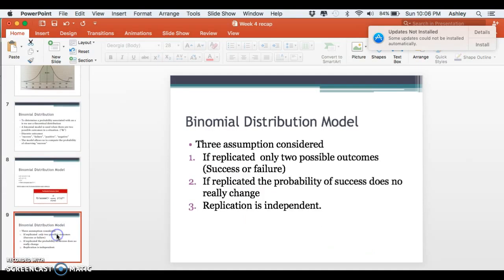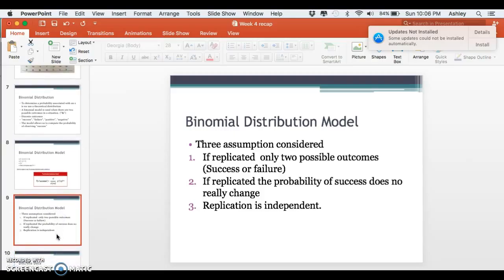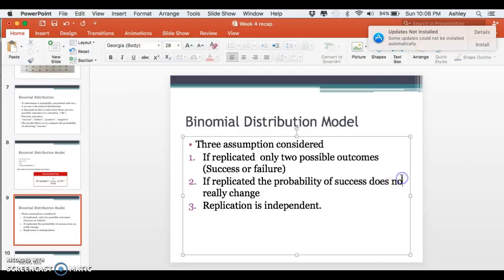All right. Going back to what I said earlier, for the binomial distribution model, there are 3 assumptions that you should consider. 1, if replicated, only 2 possible outcomes are available, success or failure. 2, if replicated, the probability of success does not really change. And 3, replication is independent.